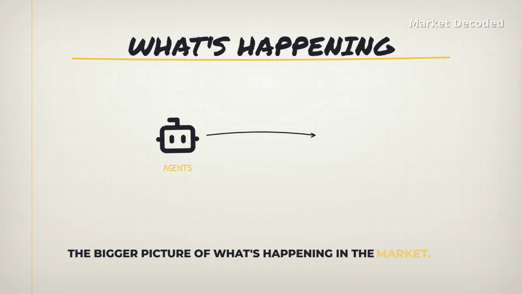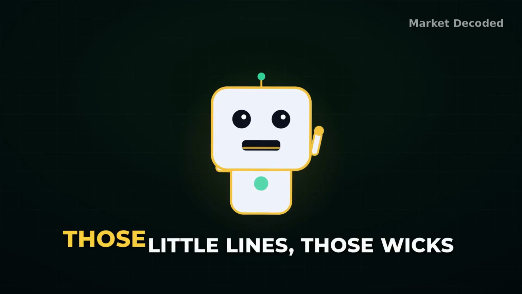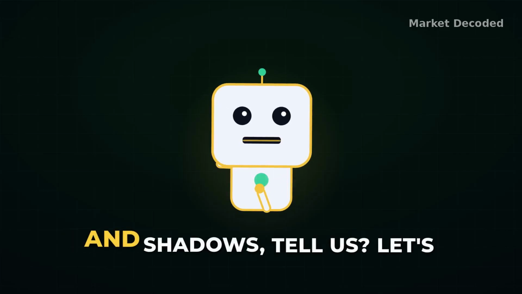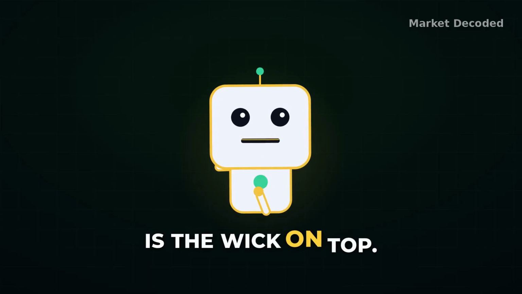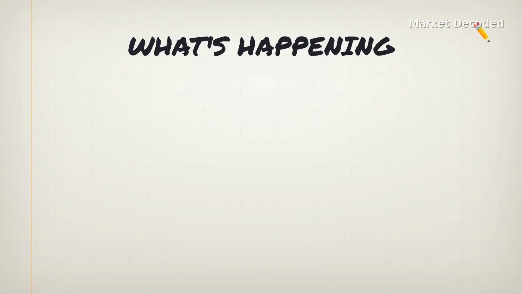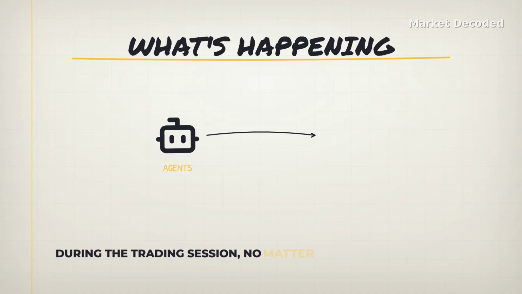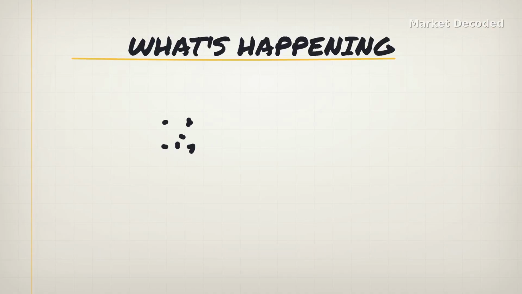All right, so we've talked about candlesticks as a day in the life of a stock or cryptocurrency's price. But what exactly do those little lines, those wicks and shadows, tell us? Let's dive into that. First up is the wick on top. This shows you the highest price the asset reached during the trading session, no matter how briefly. Imagine it as the peak of a mountain, the summit. Just like if you were hiking and you finally made it to the very top. That's where the wick sits in your candlestick chart.